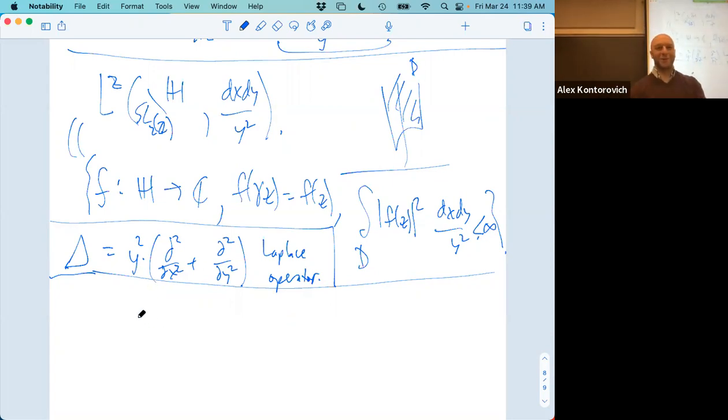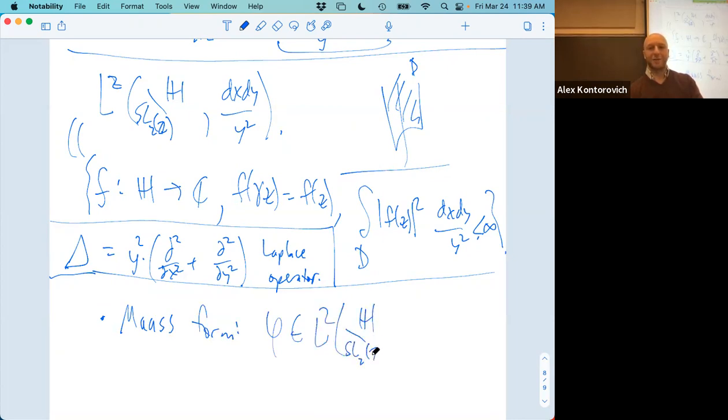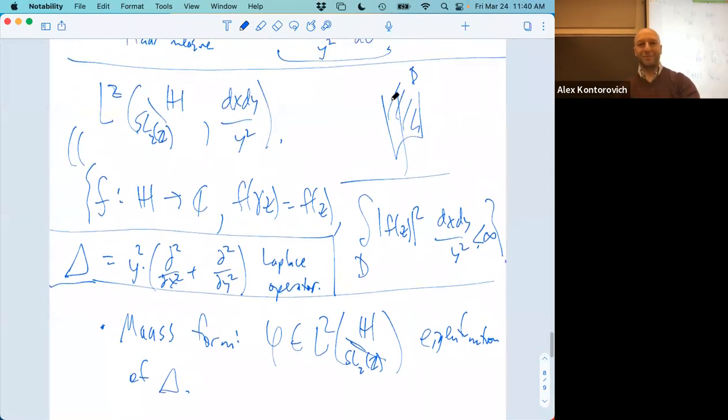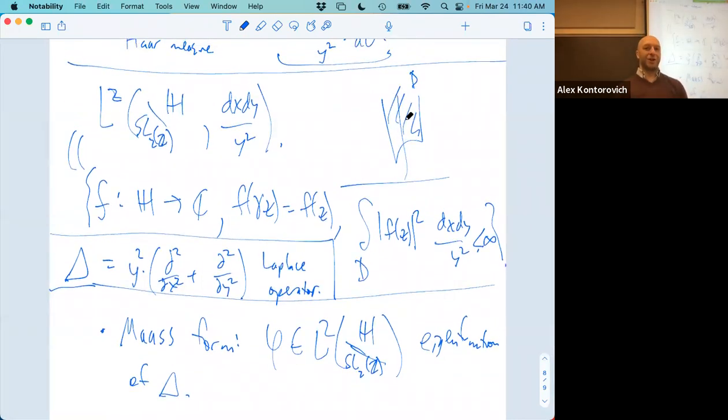But first let me tell you what a Maass form is. So a Maass form is a function that is in L2 of, let's say, H mod SL2Z. Of course, we can look at much more general quotients. That is an eigenfunction of the Laplacian. That's it. So as I was saying, the definition you'll see in a book is that it's an eigenfunction of the Laplacian, it's invariant under gamma, and it grows at most polynomially, because we only need to give its definition on this domain.